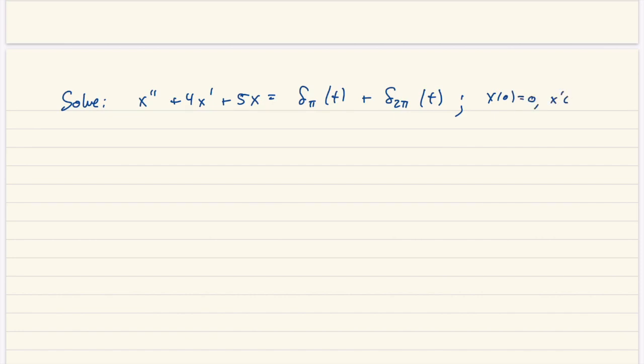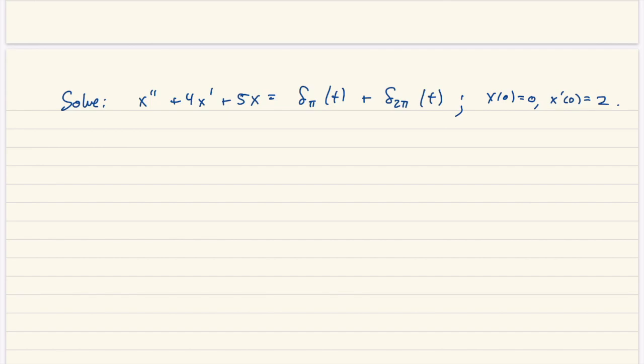In this example, we're going to solve a second order differential equation with two Dirac functions in them. So we're going to solve x double prime plus 4x prime plus 5x equals delta sub pi of t plus delta sub 2 pi of t, subject to the initial condition that x of 0 is 0 and x prime of 0 is 2.